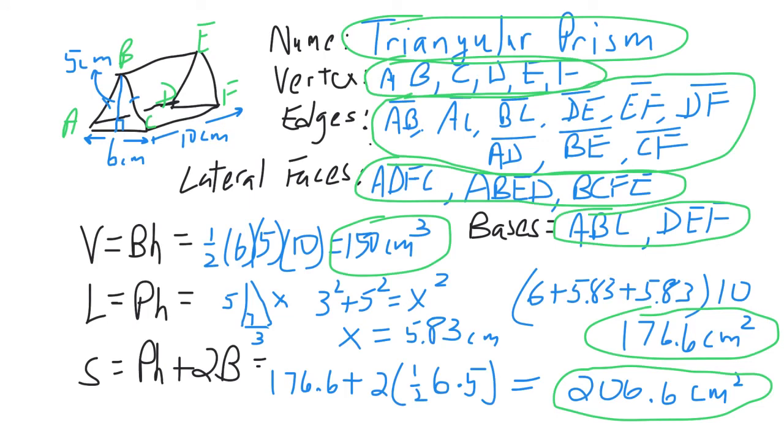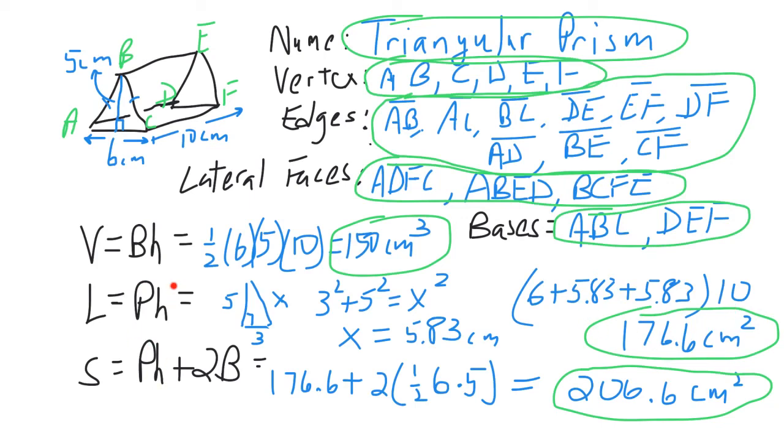Now I know my perimeter is a 6 and a 5.83 and another 5.83. That's my perimeter. And my height is from the front to the back, from one base to the other base, and I can get my answer. Now my surface area is that same exact answer.